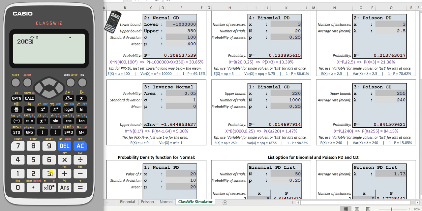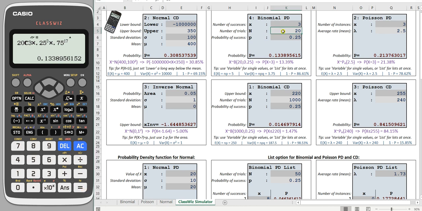3. That's the total number of ways to choose which of the 20 rolls happen to be 4s, multiplied by the probability of getting a 4, 0.25, to the power of the number of 4s we got, which is 3, multiplied by the probability of not getting a 4, 0.75, to the power of the number of times we didn't get a 4, 17. 0.1338. And as you can see over here, that's exactly the same result we get from Binomial PD.